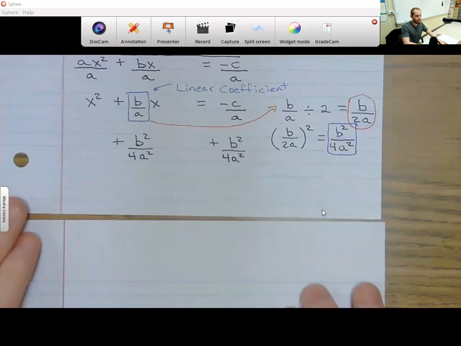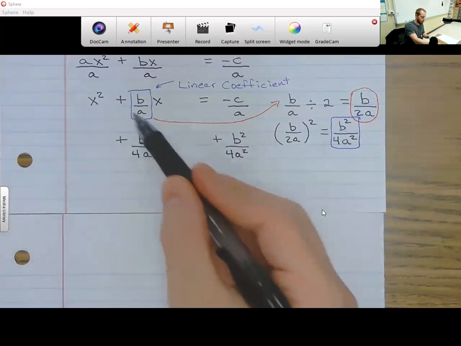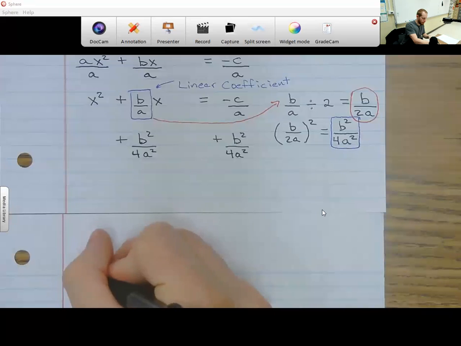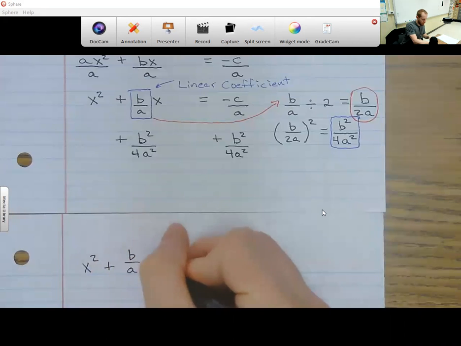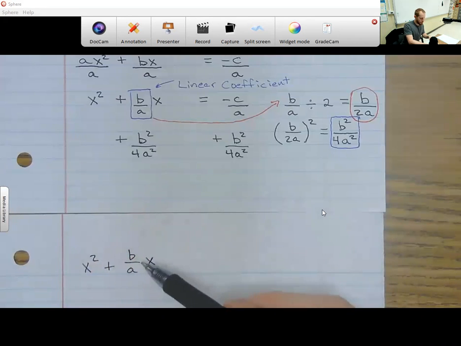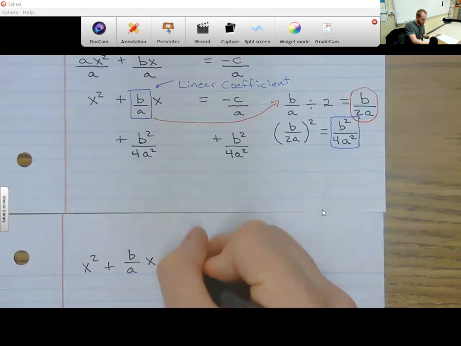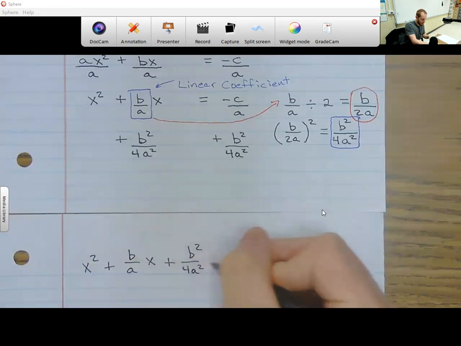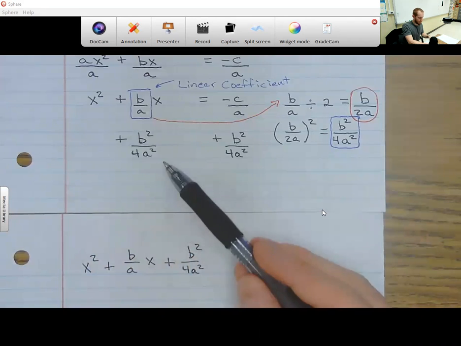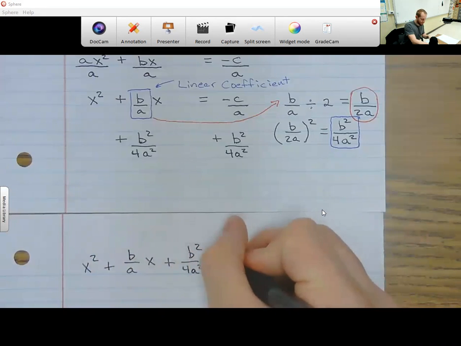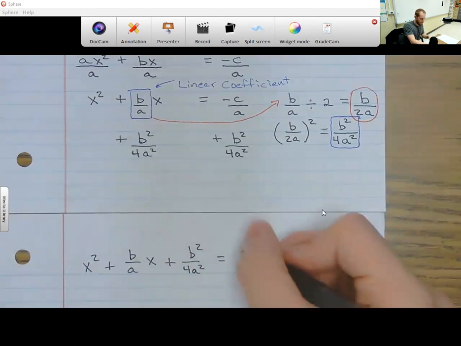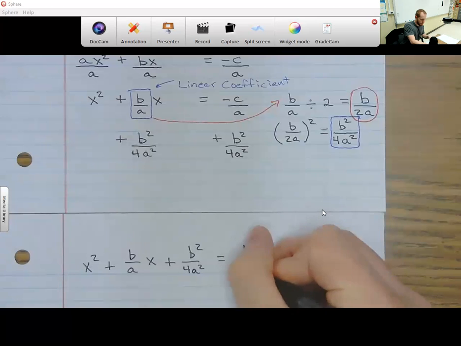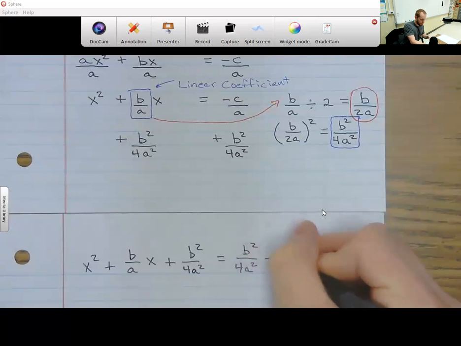Let me raise my paper up. Over on the left side, I'm going to have x squared plus b over a times x. Remember, that's my linear coefficient. And then I'm going to have plus b squared over 4a squared, because I just added that to both sides, right? But on the other side of the equal sign, I'm going to have b squared over 4a squared minus c over a.